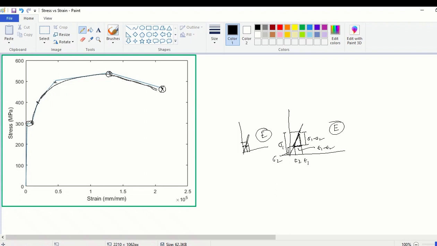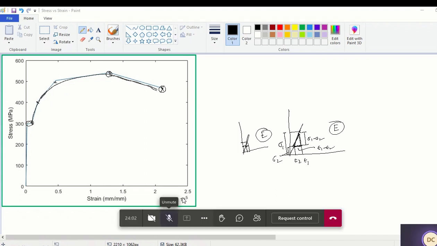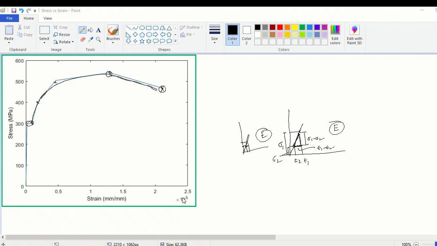So any query? Have you any confusion anywhere? Everything is clear now? Okay. So I am giving you.